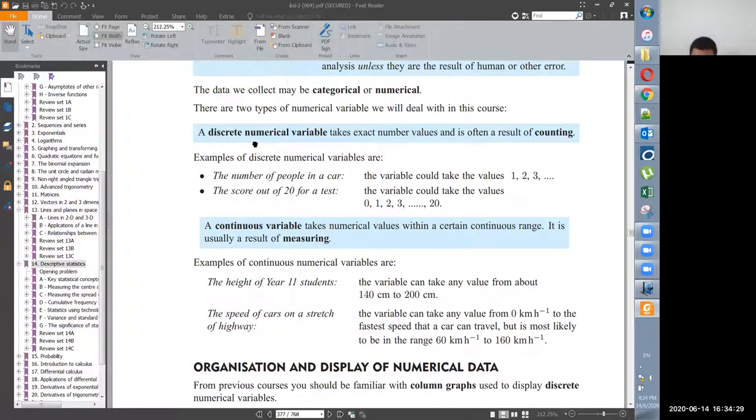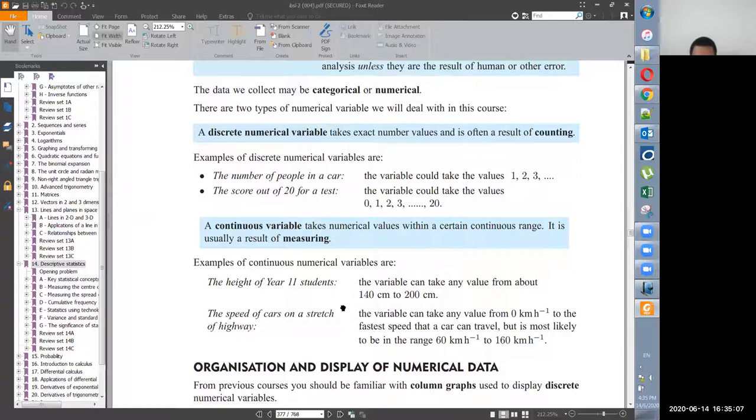So you have the discrete numerical variable. The number of people in a car is a discrete numerical variable because you can't have 1.2 people. You have either one, or 20, or 25; you can't have 20.5. The score for a test is also like that, 20 or something; seldom do we have half marks these days. For a continuous variable, it's more like when you want to measure the temperature.